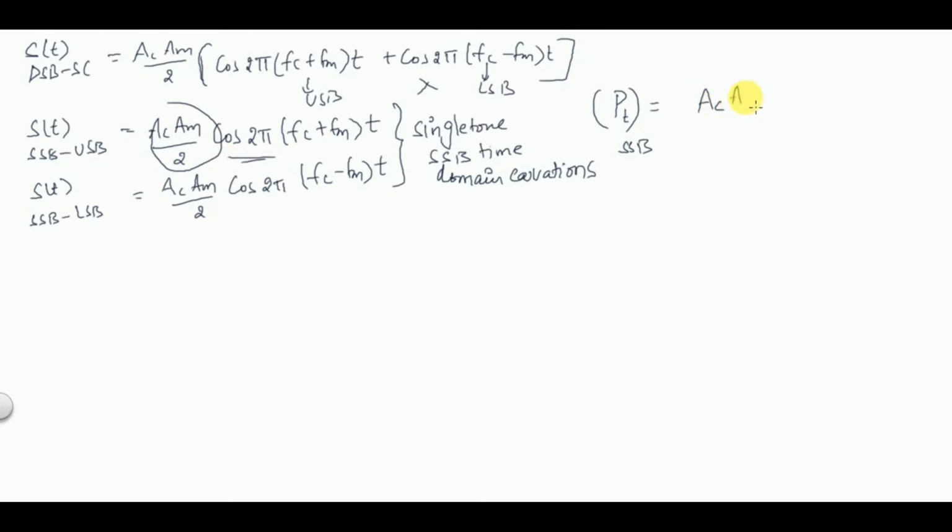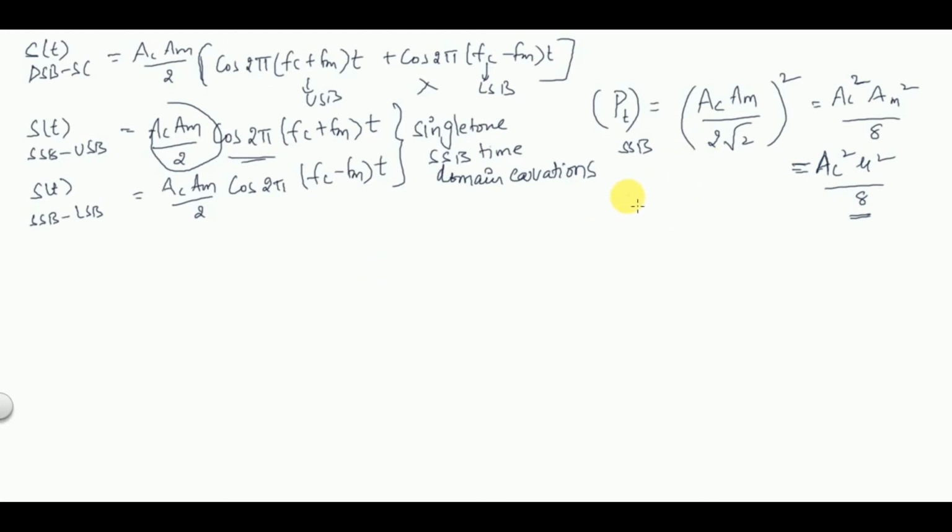First of all, from the maximum value, I am finding the RMS value, maximum value by root 2, and taking the square of that. So this becomes Ac square Am square by 8. This can also be written as Ac square mu square by 8. So this is the power present in the SSB signal.